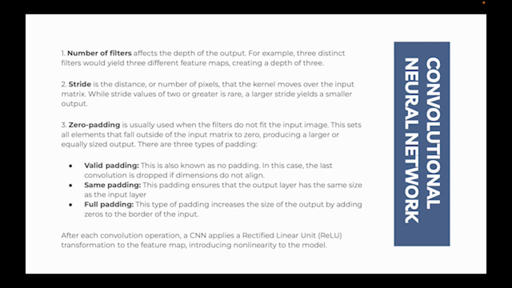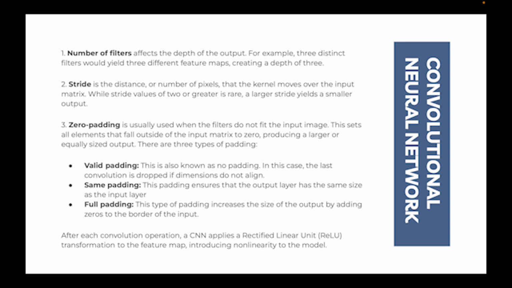However, there are 3 hyperparameters which affect the volume size of the output and need to be set before the training of the neural network begins. These include the number of filters, stride, and zero padding. The number of filters affects the depth of the output, and stride is the distance, or the number of pixels, that the filter moves over the input matrix.